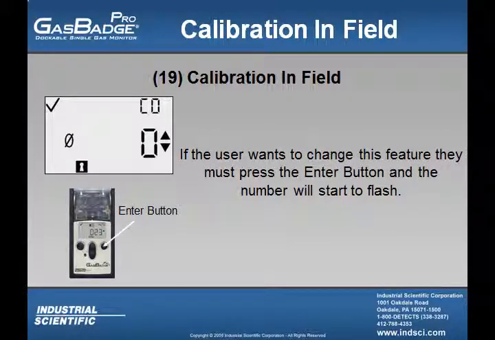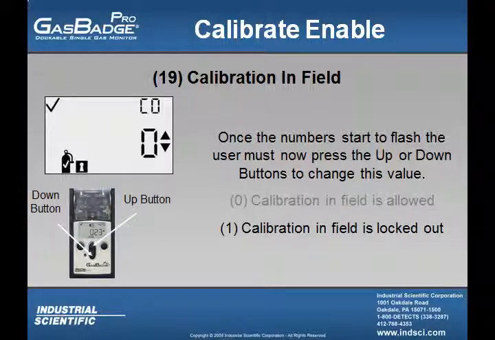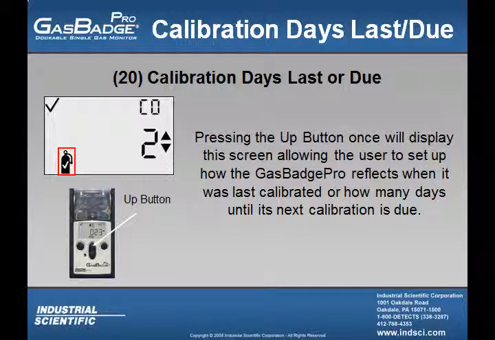If the user wants to change this feature, they must press the enter button and after the enter button is pressed, the number will begin to flash. With the numbers flashing, the user can now press either the up or down buttons to change this feature to the desired setting. A 0 means that this Calibration In Field option is allowed. And a 1 means that the Calibration In Field option is locked out. Once the user is done changing the Calibration In Field option, they must press the enter button, and this feature is now saved.